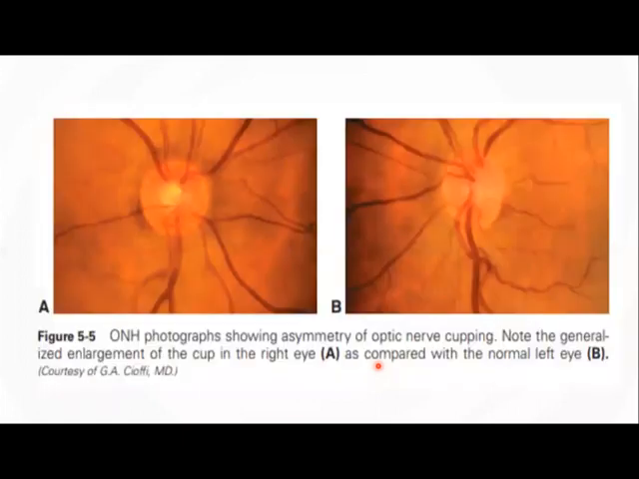And this picture shows, in picture A, generalized enlargement of the cup in the right eye, and in picture B, a normal eye. We can compare like this the right eye and the normal left eye. Here, we see enlargement of the cup.